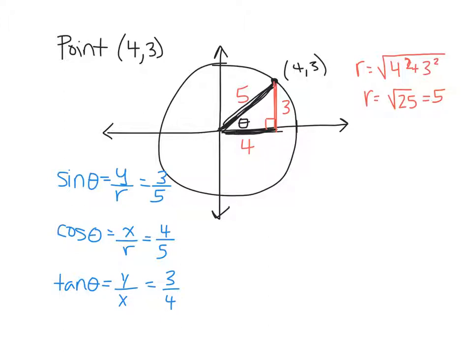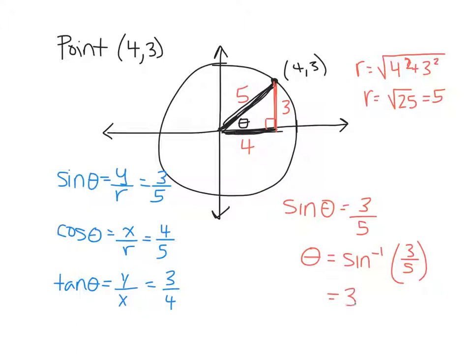And if we wanted to find out what theta is, we could pick any trig ratio. So say we picked sine. So sine theta equals 3 over 5. And we could just use our sine inverse of 3 over 5. Punch that into a calculator. So sine inverse of 0.6, and we would get 37 degrees.